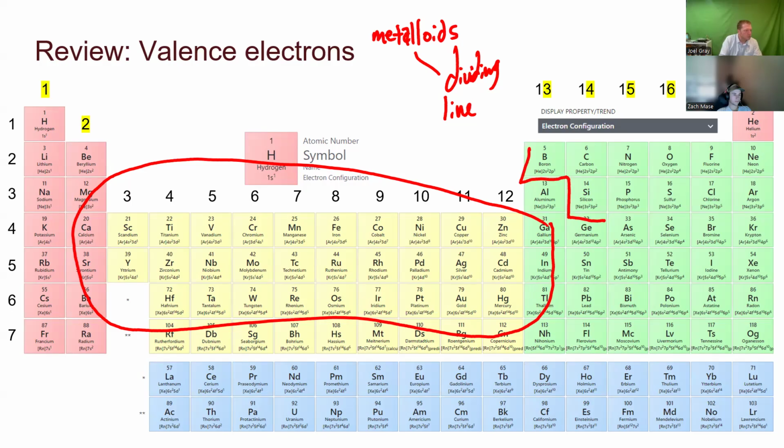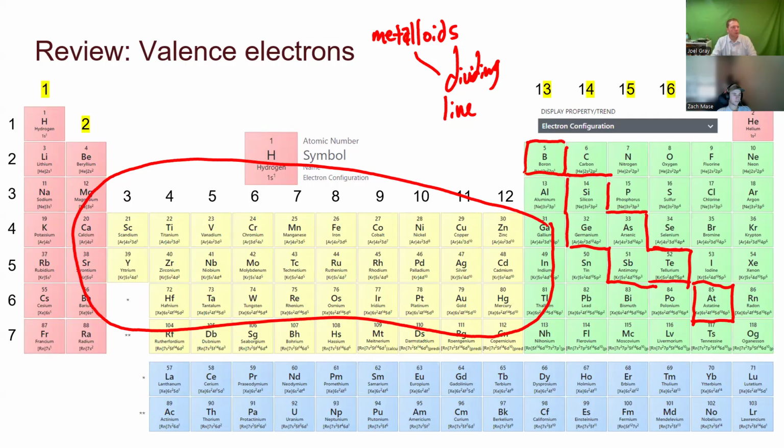Silicon, germanium. I'm going to do individual lines. Germanium, antimony, tellurium, astatine. Okay. And then arsenic is one, and yeah, it's good there. Okay, there we go. Those are our metalloids.